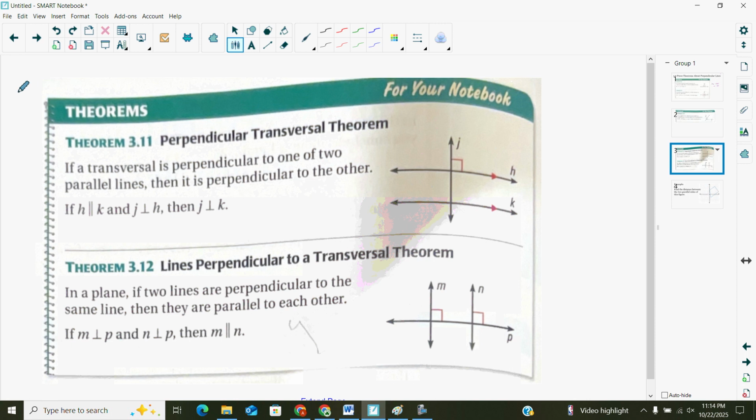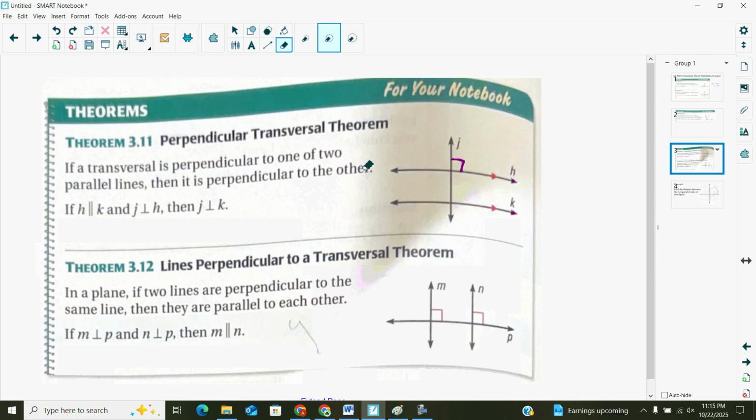And then the last two, and probably the most important two. This one actually has a name other than Theorem 3.11, the perpendicular transversal theorem. It's saying if line H and line K are parallel, and we have a transversal that is perpendicular to one of the lines, then it has to be perpendicular to the other line as well.